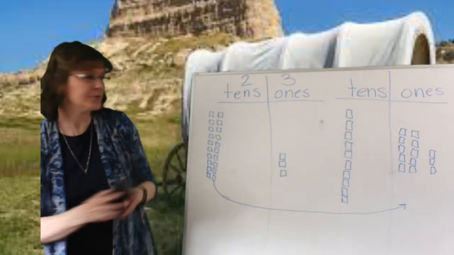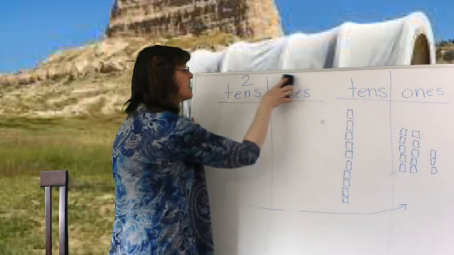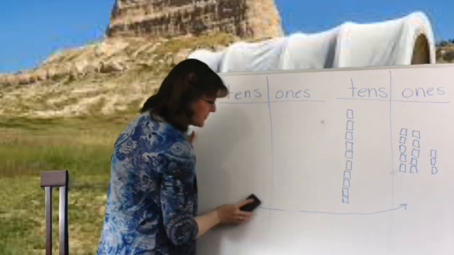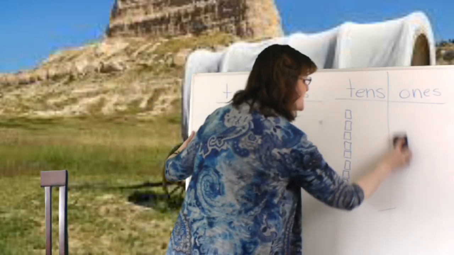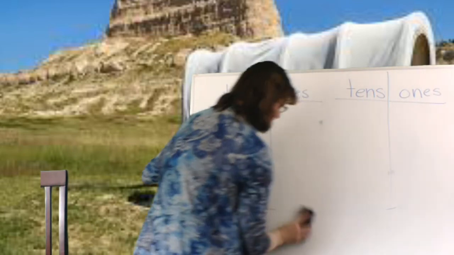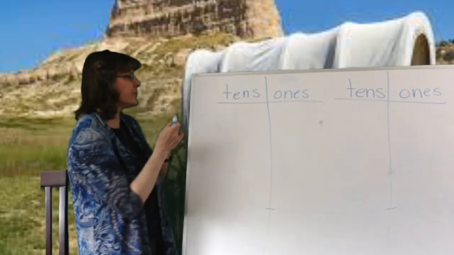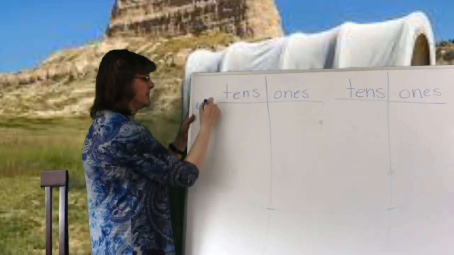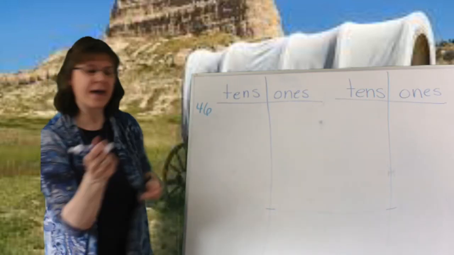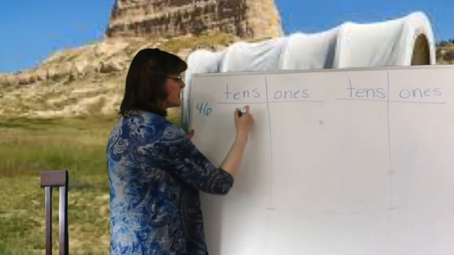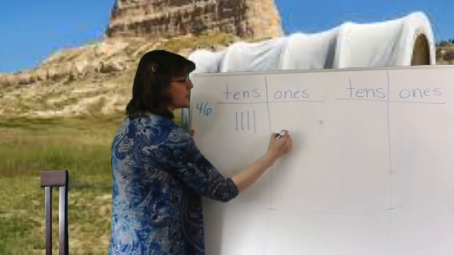Go ahead and turn to your next page. I'm just going to erase these parts but leave my chart up here. We're going to do the same thing, breaking apart these numbers. So we're going to use our sticks and our 1s. So on this page, we have the number 46 over here. 46. And we're going to show that with 4 sticks for our 40, and then we're going to show 6 here with our circles.